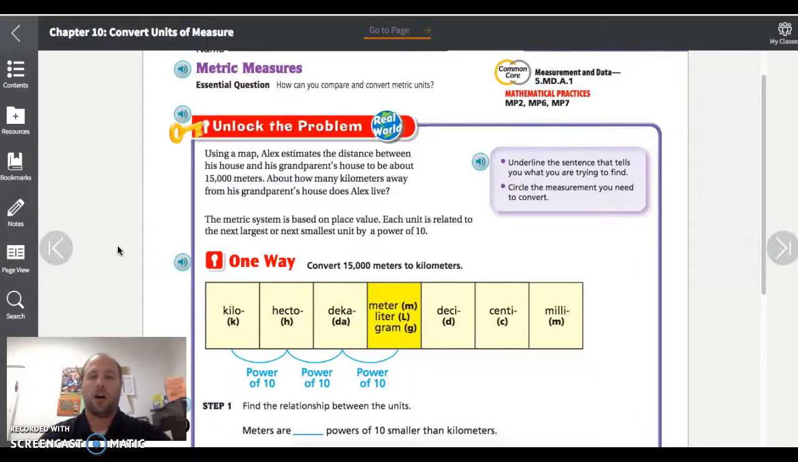Okay? Today we're working on the metric units. As you can see down here at the bottom, we're working on kilometers, hectometers, decameters, meters, grams, decimeters, centimeters, and milliliters. We're working on all the different versions. And we are going to use this diagram down here at the bottom pretty much all day.